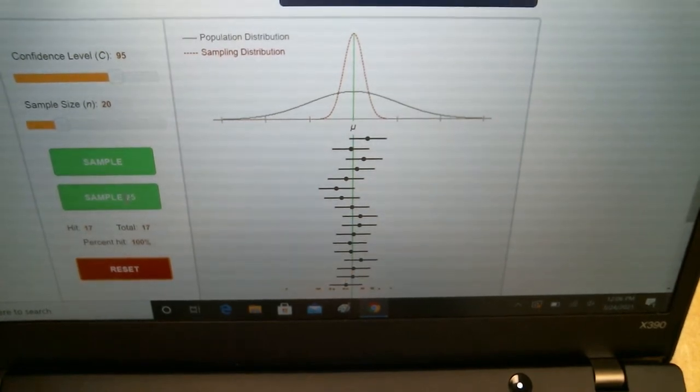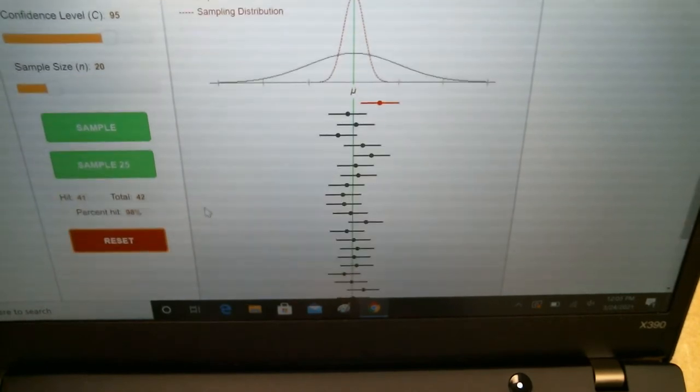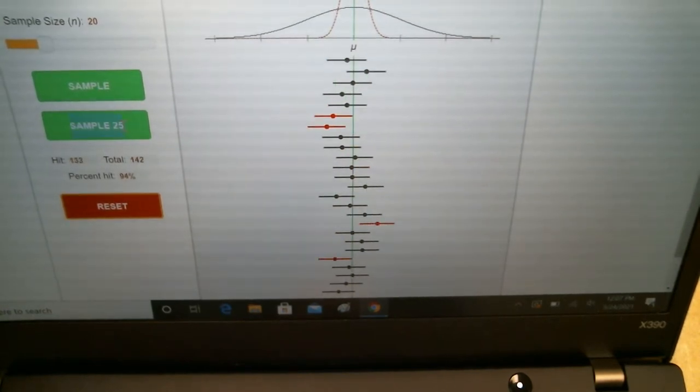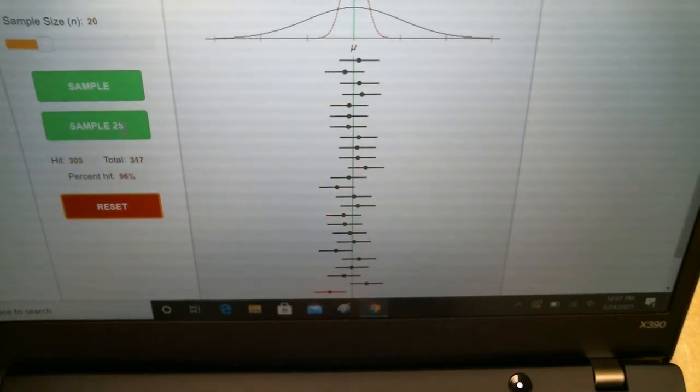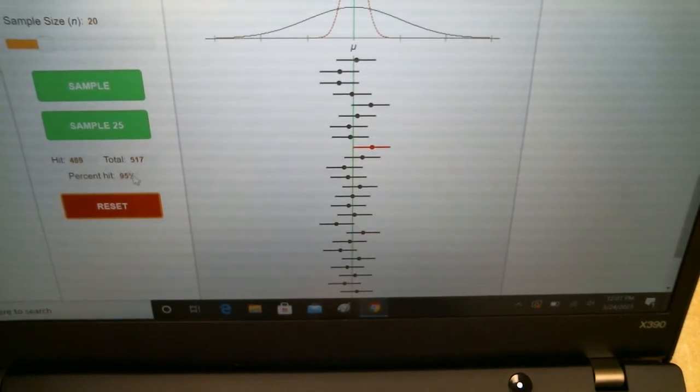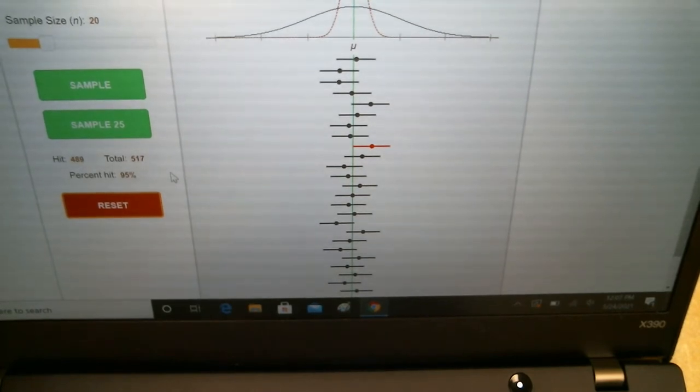Now, I'm going to do a whole bunch all at once. The one in red there is one that missed the mean. This was a sample that I took. I calculated a mean, I calculated an interval, but it missed. If I do this over and over again, sometimes you're going to see a lot of red, sometimes not very many, but what you're seeing down here is this percent hit. That's the confidence level. It's saying that if you were to do this process over and over again, 95% of the time, the process is going to give you an interval that contains the true mean.